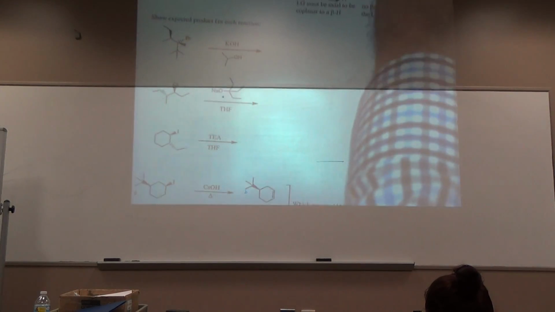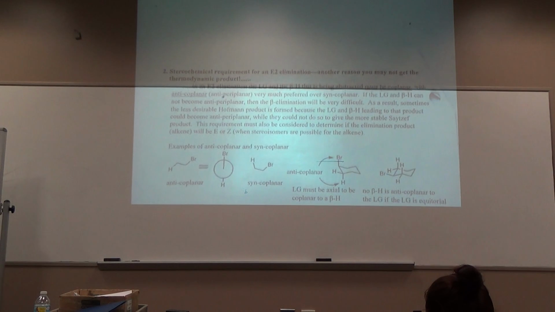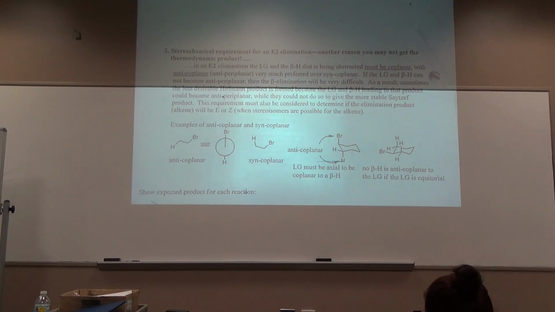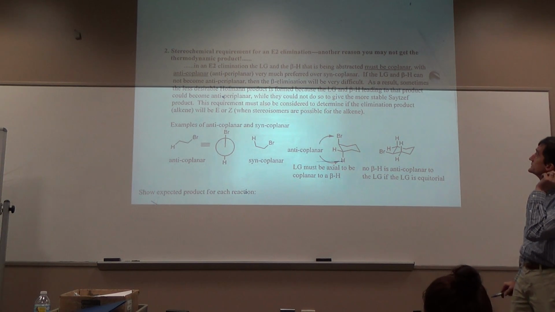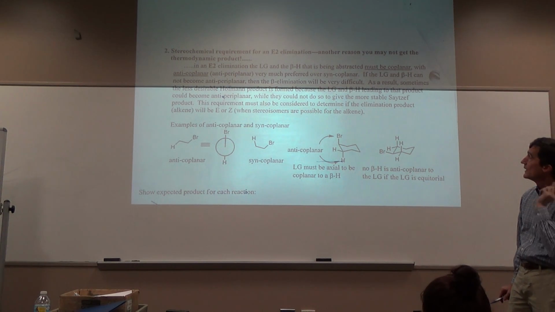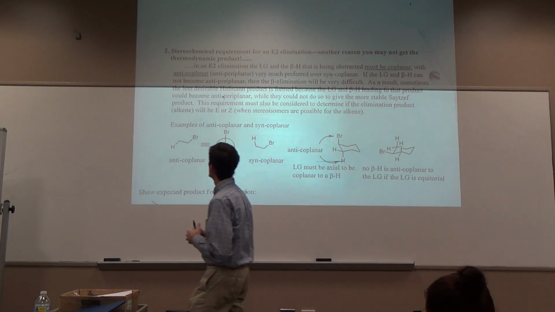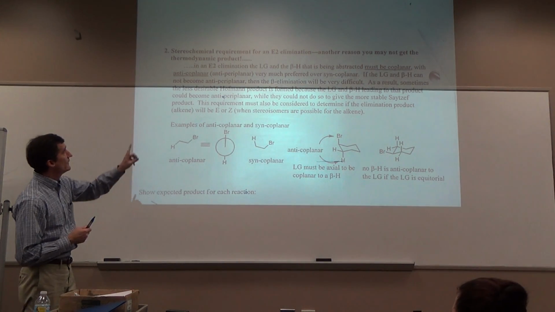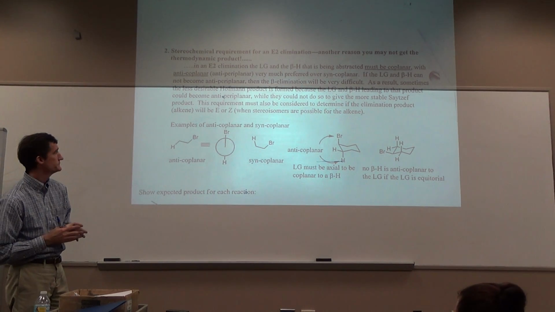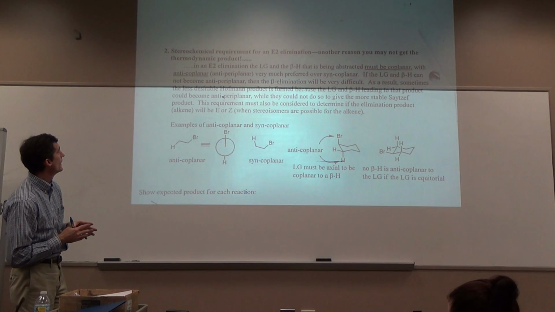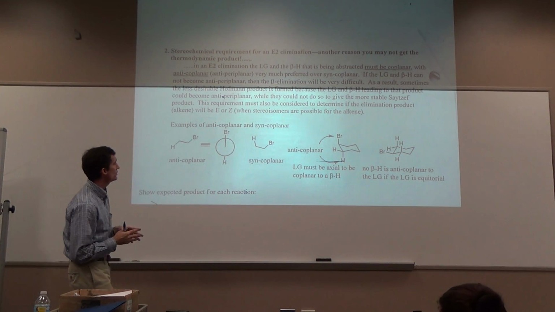Now, there's an even bigger consideration here. Second is there's a stereochemical requirement for an E2 elimination. Whenever you do an E2, which is a concerted process, the leaving group in beta hydrogen must be coplanar. With anti-coplanar being very much preferred over syn coplanar.